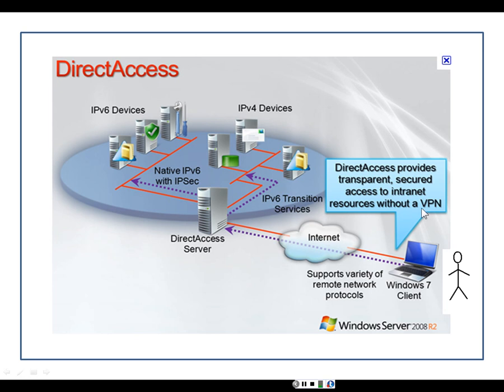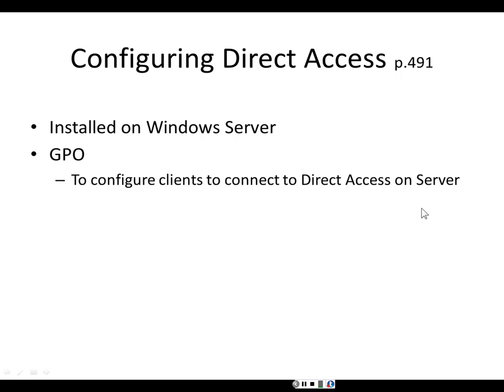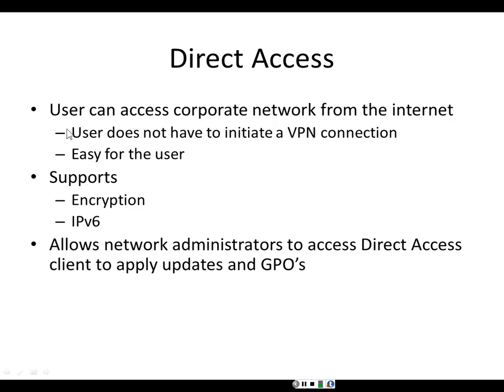That's direct access. To configure direct access, it's installed on a Windows server. And of course, we don't do that in this class, so we just look at the workstation end. So you use the group policy object to configure the clients to connect to the direct access server. With direct access, the user can access the corporate network from the internet, but the user does not have to initiate a VPN connection. What's the point?